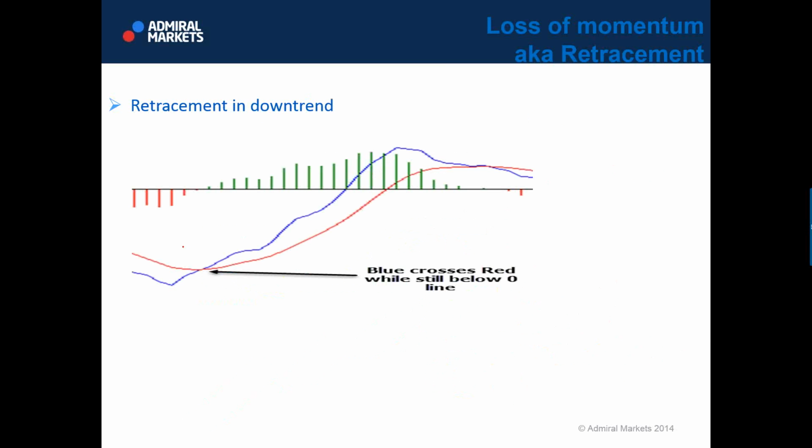This is retracement in downtrend. Both blue and red are below the zero line, but blue crosses red while still below the zero line. Okay, so this is retracement in downtrend.